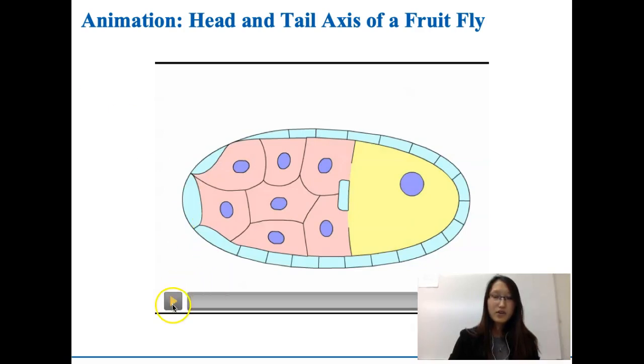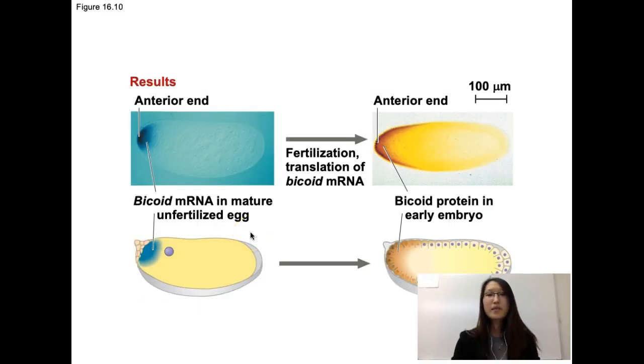So this right here, you should watch this video because you can't hear the sound on mine. So definitely go watch this video. It's going to show you how this works. But this picture also shows you how this works. We have the bicoid mRNA in the matured unfertilized egg, right? This is the original egg that has the uneven distribution of the mRNA.